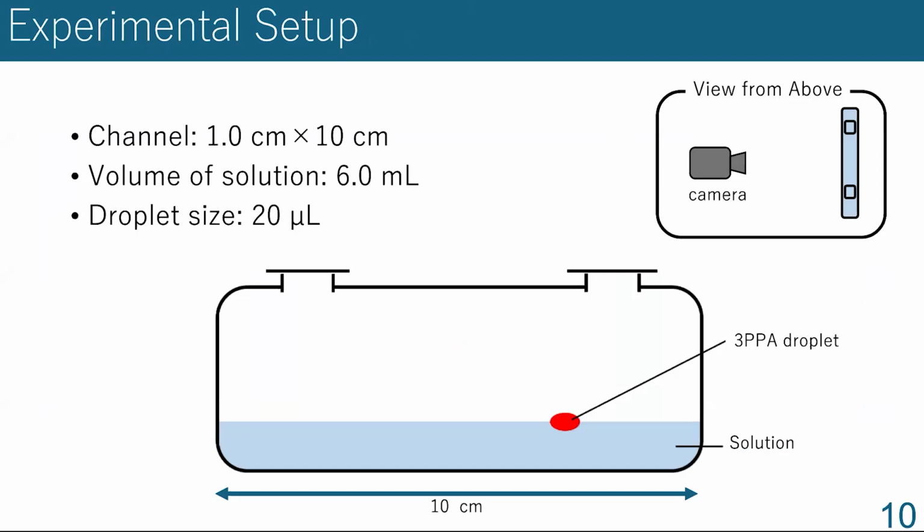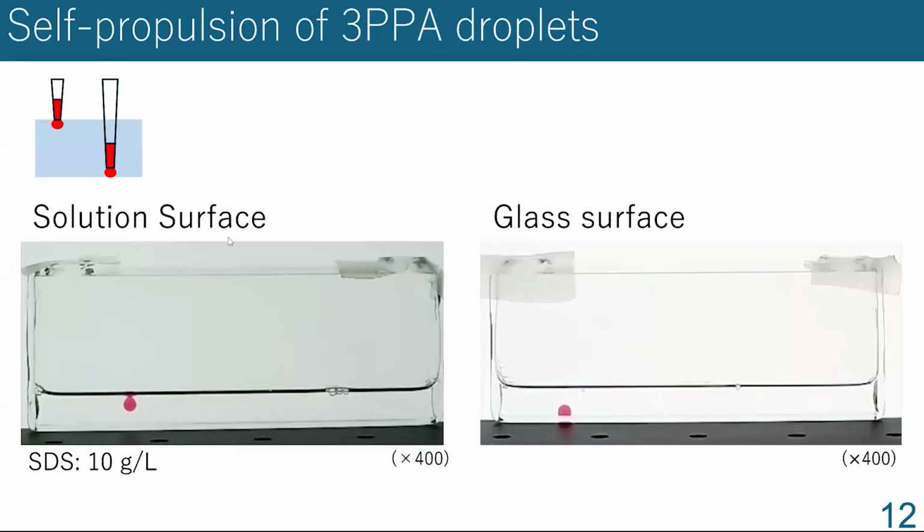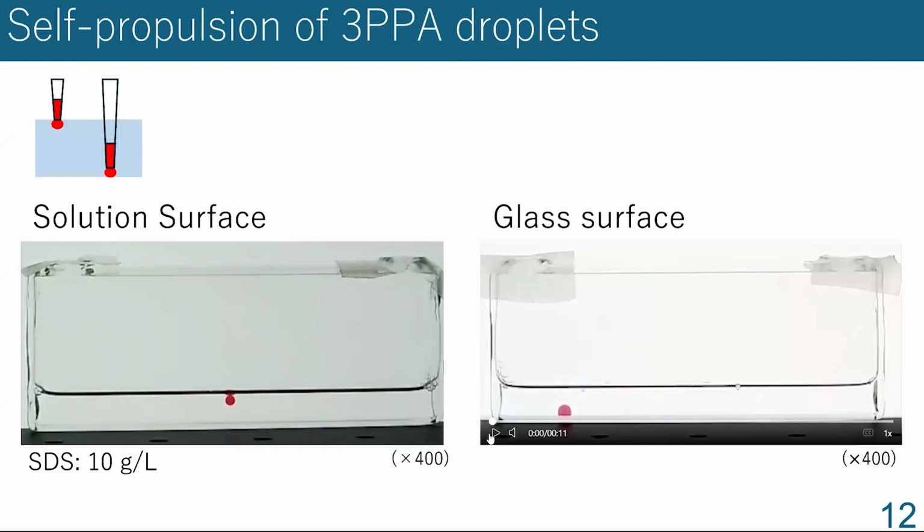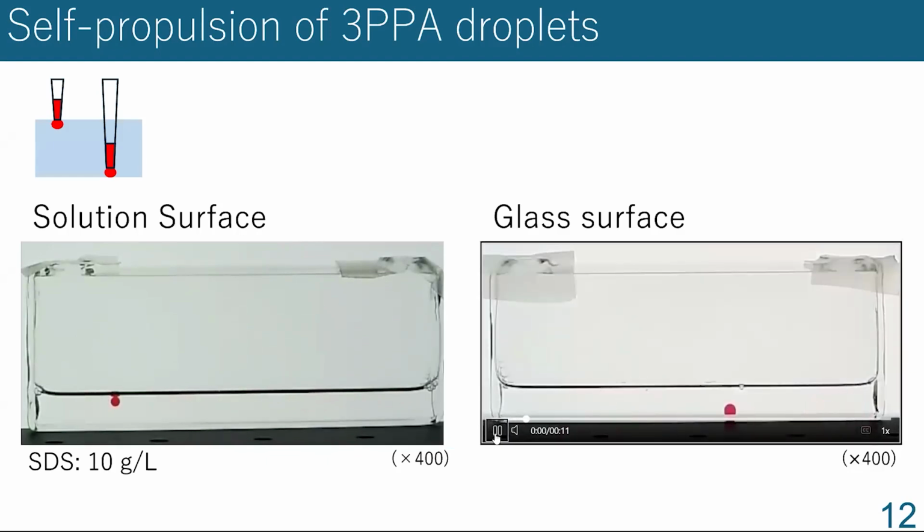This is the experimental setup. I use a channel of 1.0 centimeter times 10 centimeters to see the droplet movement from the side. Now let's move to the results. When we put 3-PPA on the surface of the SDS solution or on the bottom glass surface of the solution, the 3-PPA could move spontaneously.